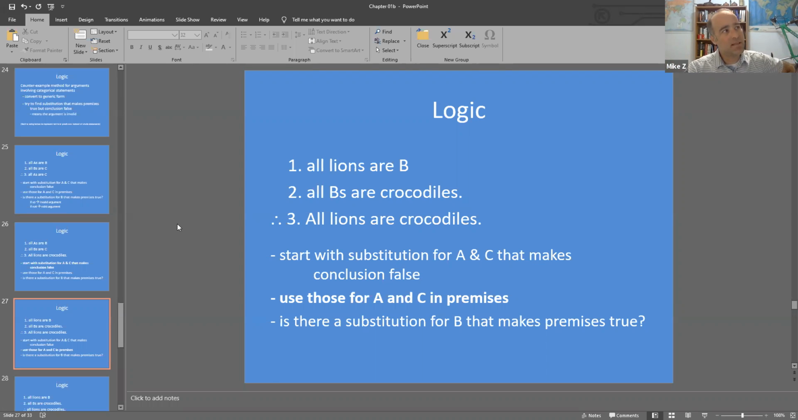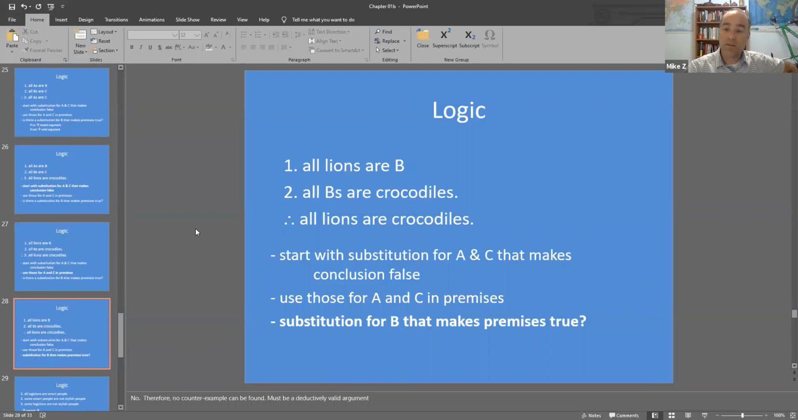So yeah, it doesn't seem like there's anything we can come up with for B that could make both premise 1 and premise 2 come out true. And so that tells us that what we started out with here was an argument form that is deductively valid. We just can't come up with any way of making this deductively invalid. We can't come up with any way of setting this up so that both premises are true and the conclusion is false at the same time.